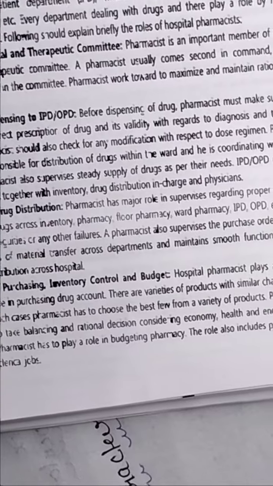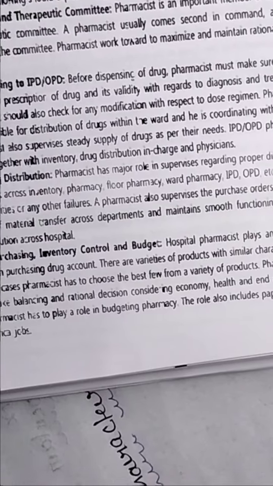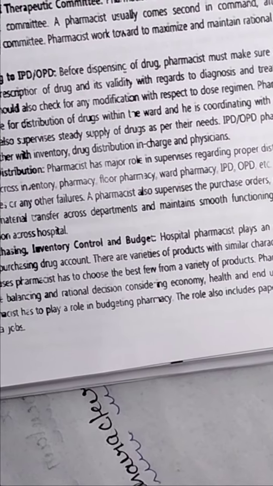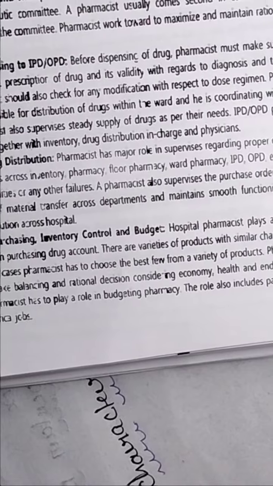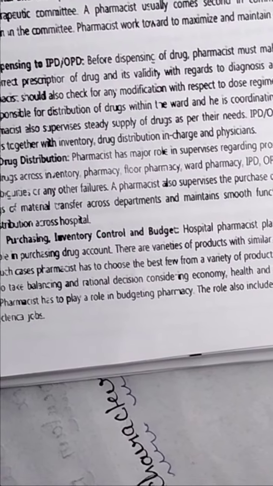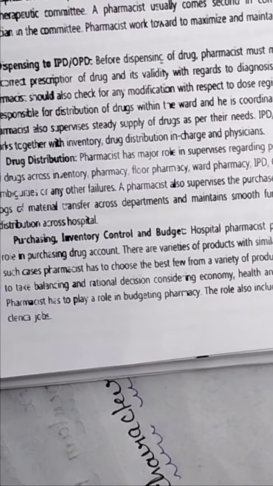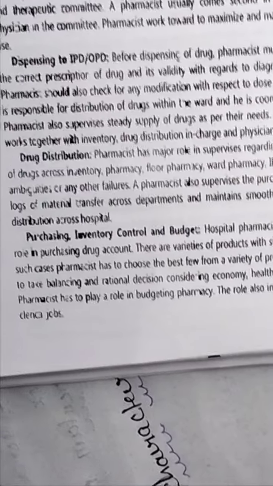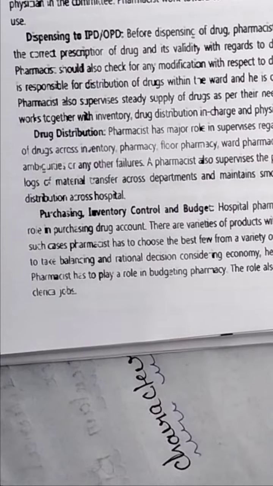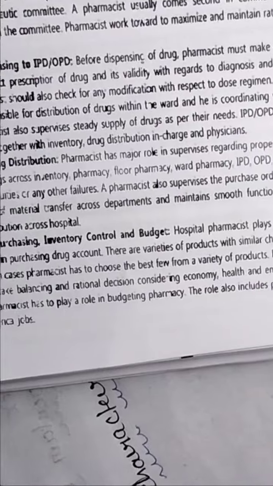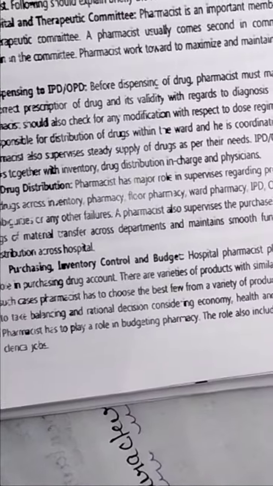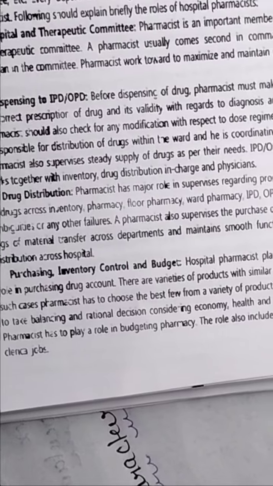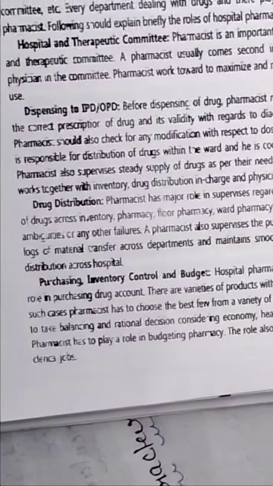Dispensing to the OPD or IPD. Before dispensing of drugs, the pharmacist must be sure about the current prescription of the drug and its validity. The pharmacist is responsible for the distribution of drugs within the ward, coordinated with the nurses. The pharmacist also supervises steady supply of drugs as per their needs. OPD or IPD pharmacists work together with the inventory and drug distribution in-charge and physicians.